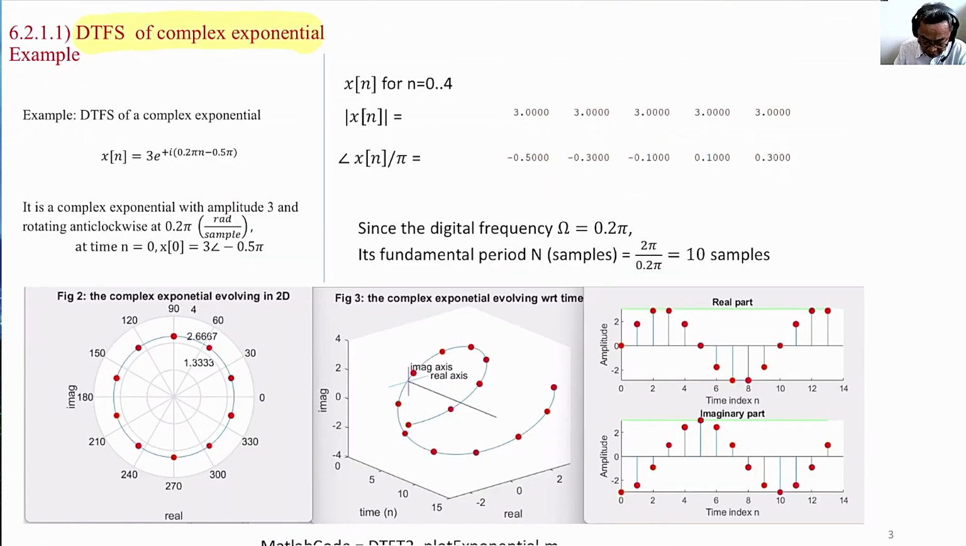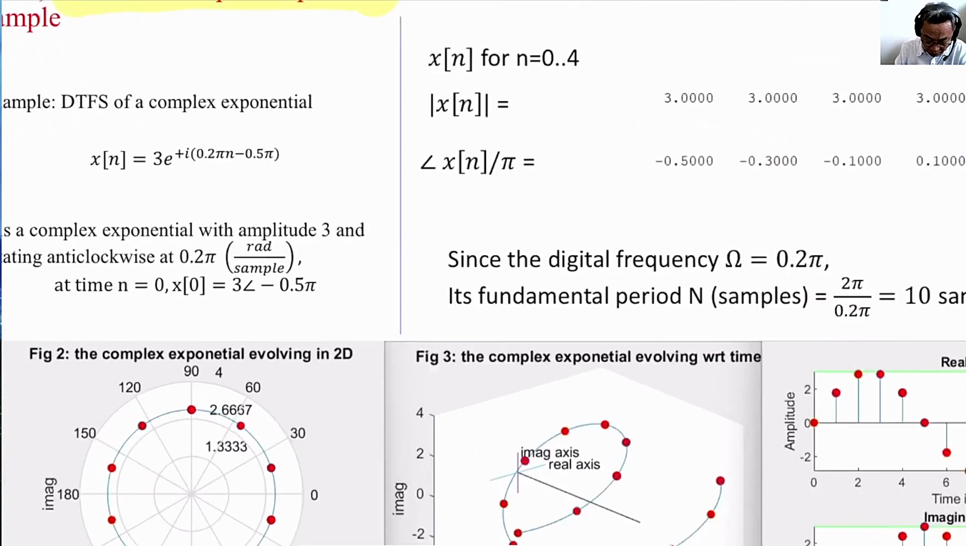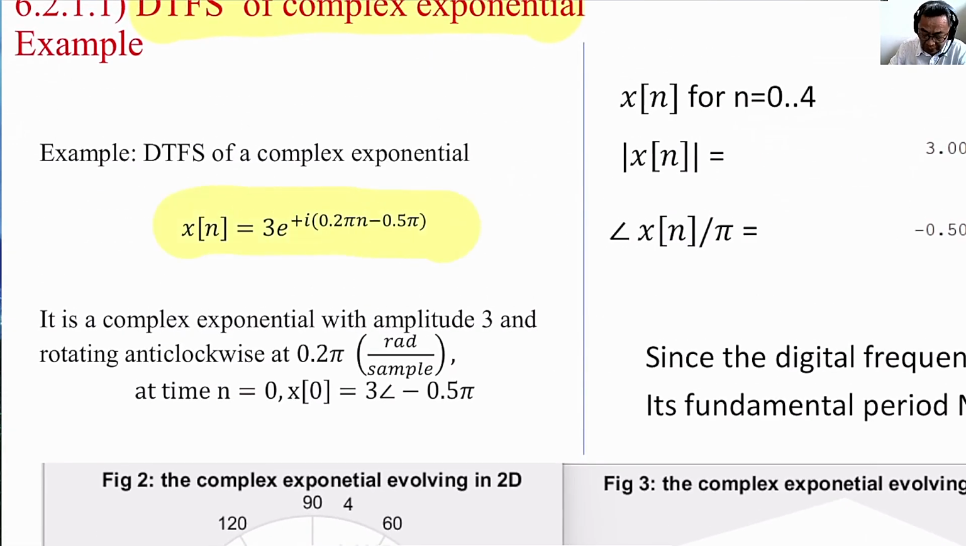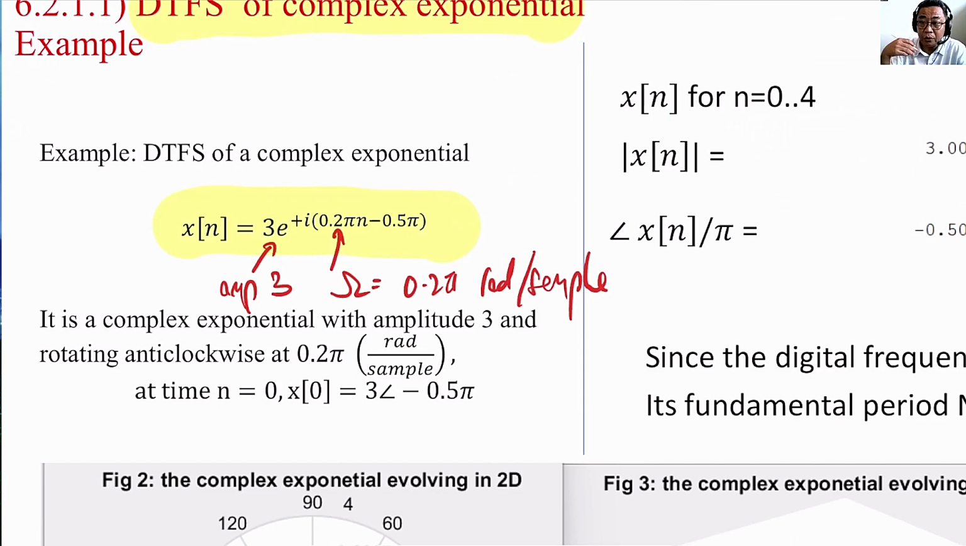Given the input x[n] is a complex exponential, this is the equation describing x[n]. Let's interpret it. It has an amplitude of 3 and an omega of 0.2 pi radian per sample. That means when we go from index 0 to 1 or 1 to 2, the complex exponential will move by 0.2 pi. That's why the unit is radian per sample.